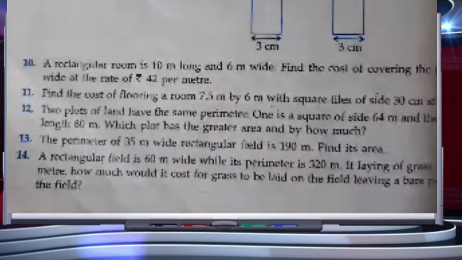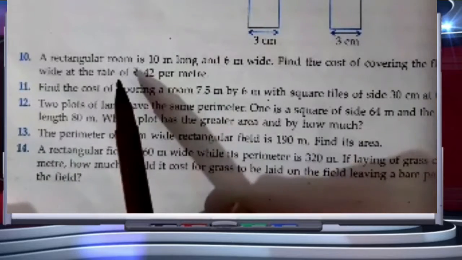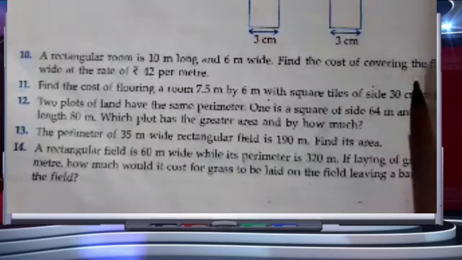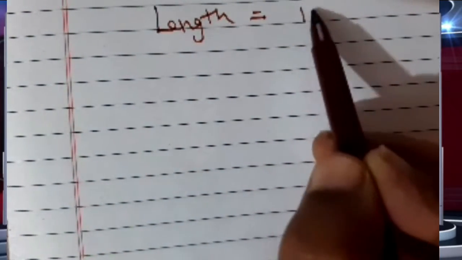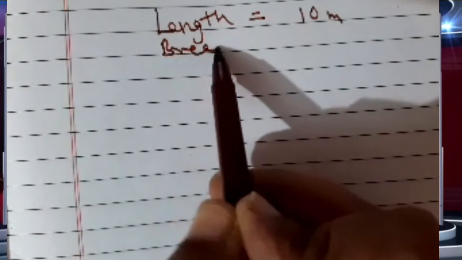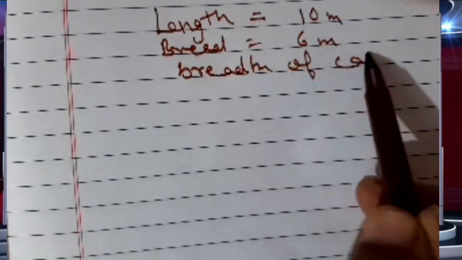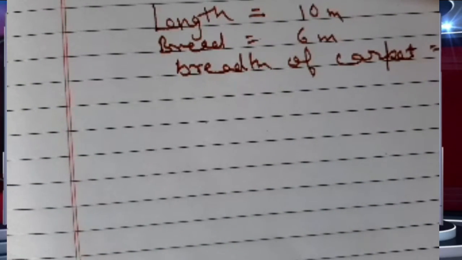So first of all we have to find the length of the carpet. Here breadth of the carpet is given 2 meters. So we will find the length of the carpet and then we will multiply the length by 42 to find out the cost of covering the whole floor with the carpet. So now let us do it. Length of the room is given 10 meters and breadth of the room is given 6 meters. Now breadth of carpet is given 2 meters.